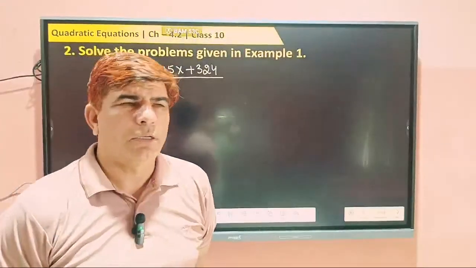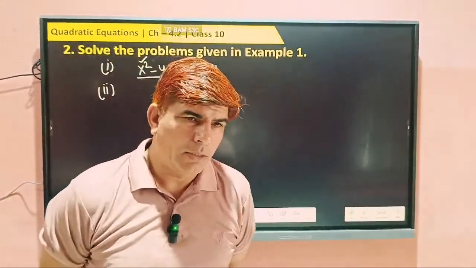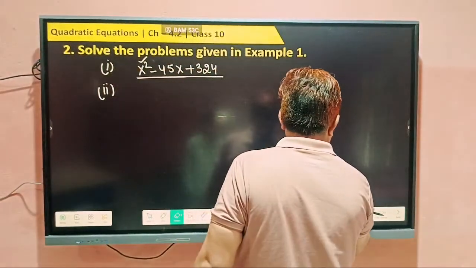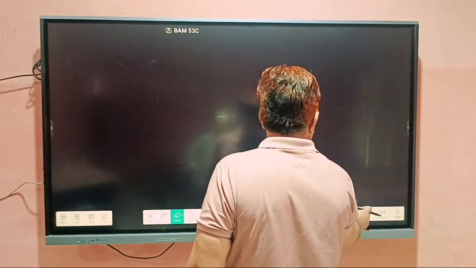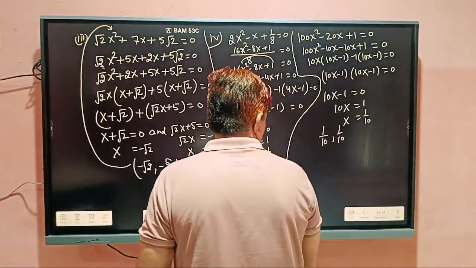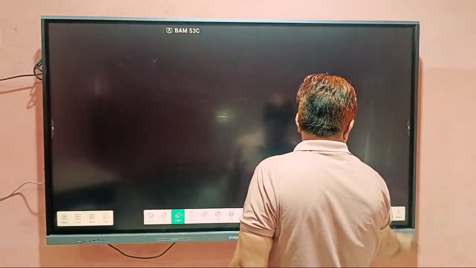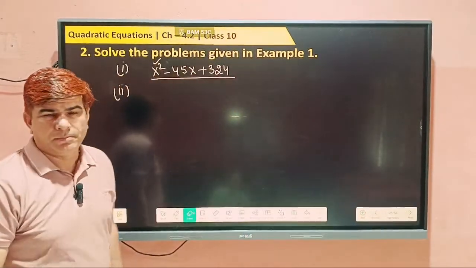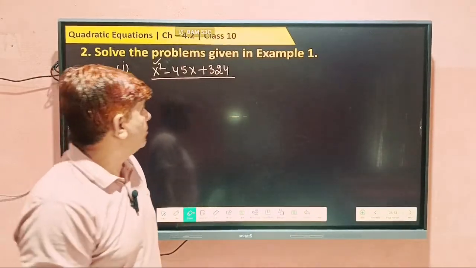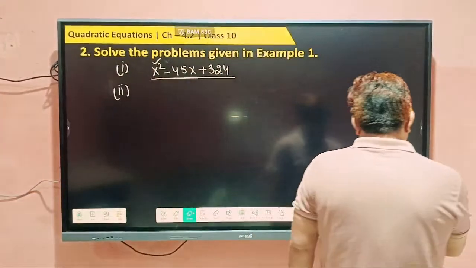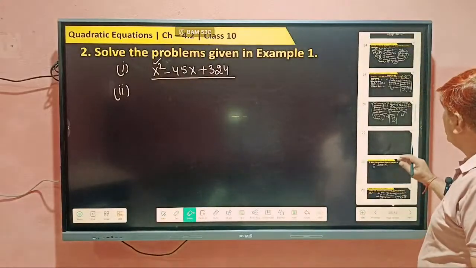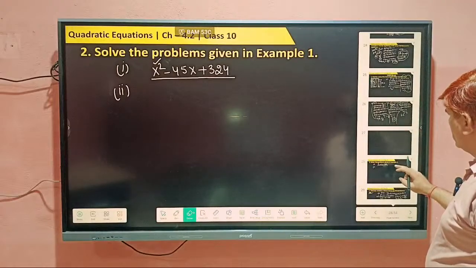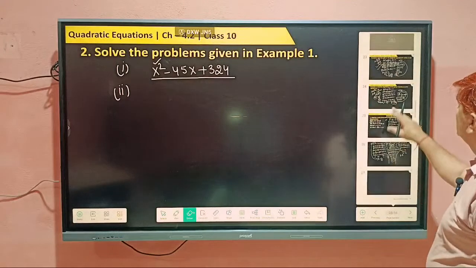So we have done till here, and this given question number 2. Question number 1, we have done this. Already told you it's all parts. Now question number 2 says: solve the problem given in example number 1. So what's given in example number 1 that I want to tell you? So look here. This is example number 1.